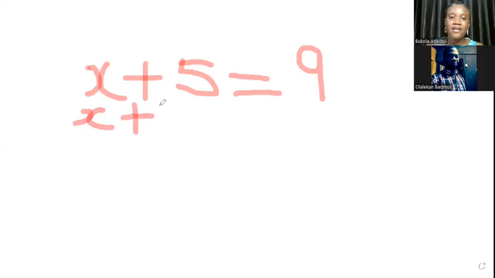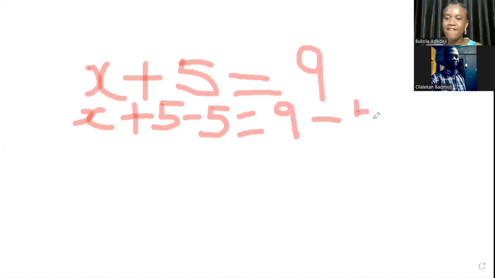We're going to have x plus 5 minus 5 equals, and don't forget, we said whatever you do to the left-hand side, you're going to do to the right-hand side. So let's do that now. 9 minus 5. Now, we have x plus 5 minus 5 on the left-hand side, and we have 9 minus 5 on the right side, right?